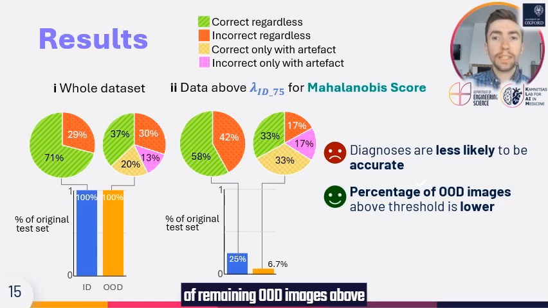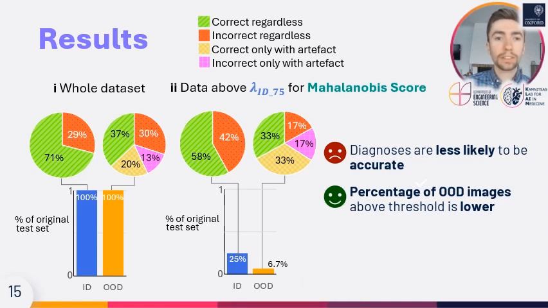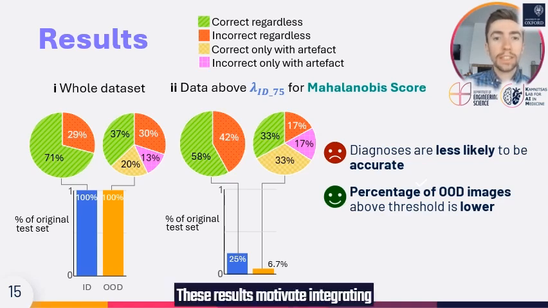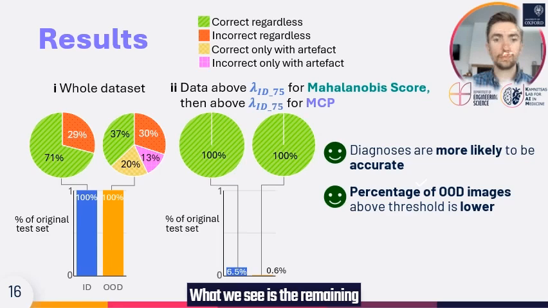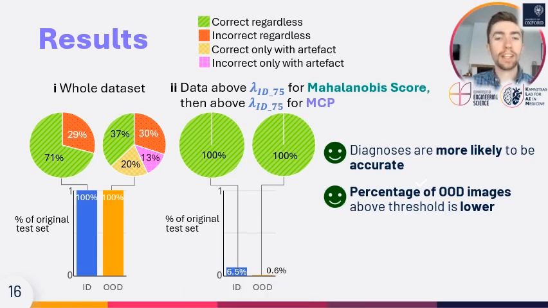As for Mahalanobis score, although the percentage of remaining OOD images above the threshold is lower, the accuracy for both ID and OOD data actually decreases, and so the method succeeds where the confidence-based method fails. These results motivate integrating both a confidence and feature-based method into a pipeline to compensate for their respective weaknesses. To study this, we applied MCP on top of the predictions passing the Mahalanobis score threshold. What we see is the remaining predictions are both more accurate, and the percentage of OOD images above the threshold remains low. Although it results in more predictions being dismissed, we argue that this configuration leads to more reliable DNN predictions.